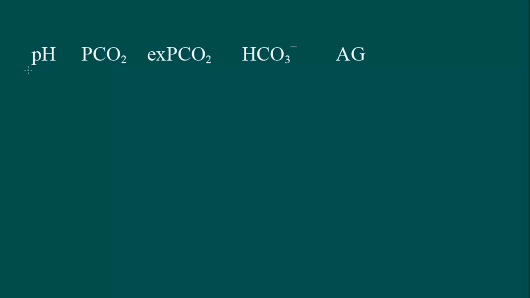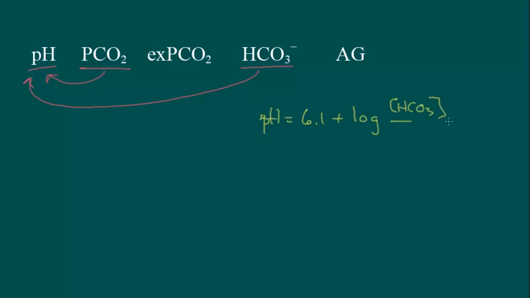Now we'll look at pH, PCO2, and bicarb. pH gives you your overall acid-base status. You'll either be alkalemic, neutral, or acidemic. PCO2 and bicarb give you both the respiratory and the metabolic components that add up to this particular pH. And these are the only two components you need to look at to get the pH. If you look at the Henderson-Hasselbalch equation, you'll see only these two contribute to the pH.